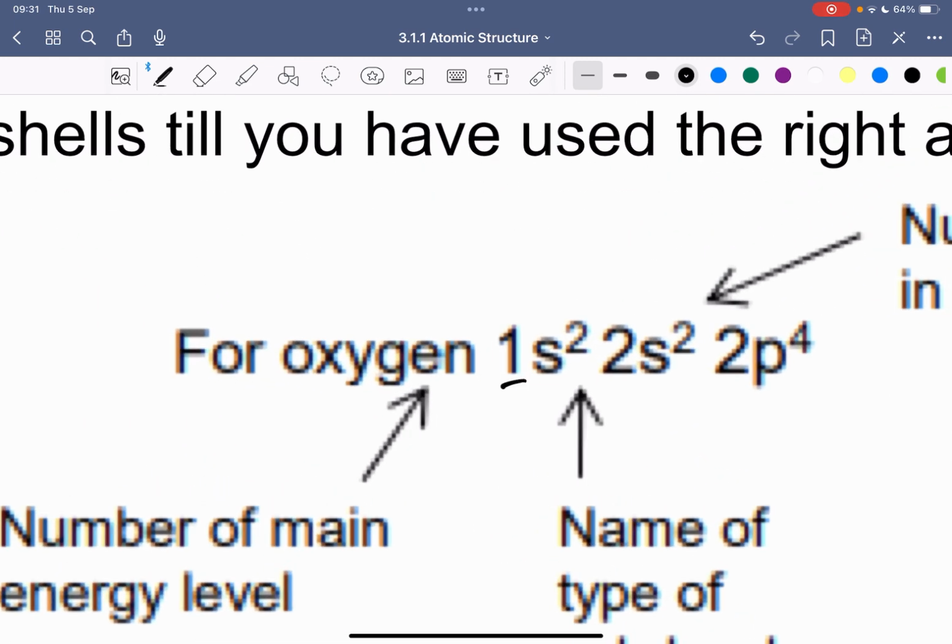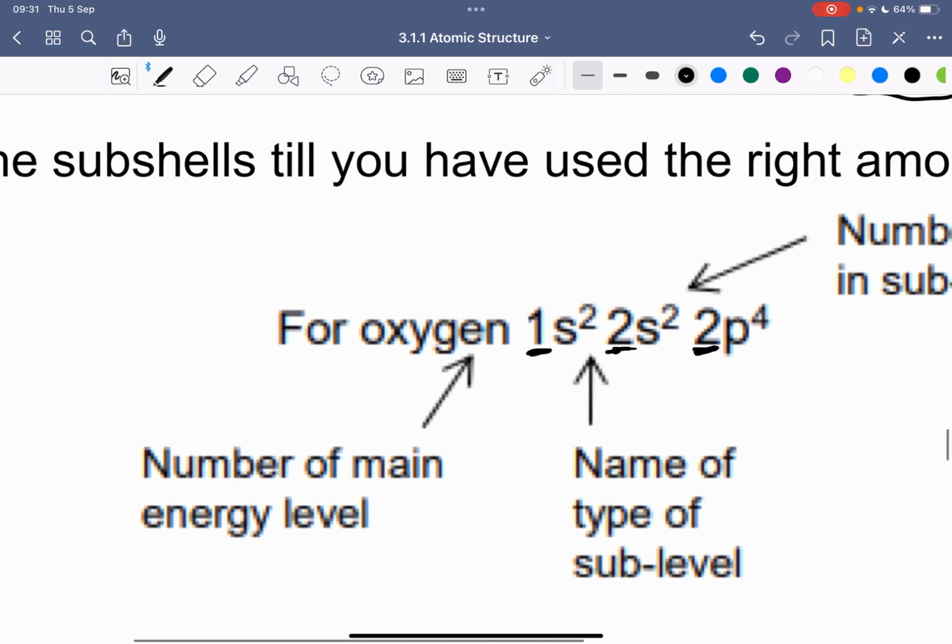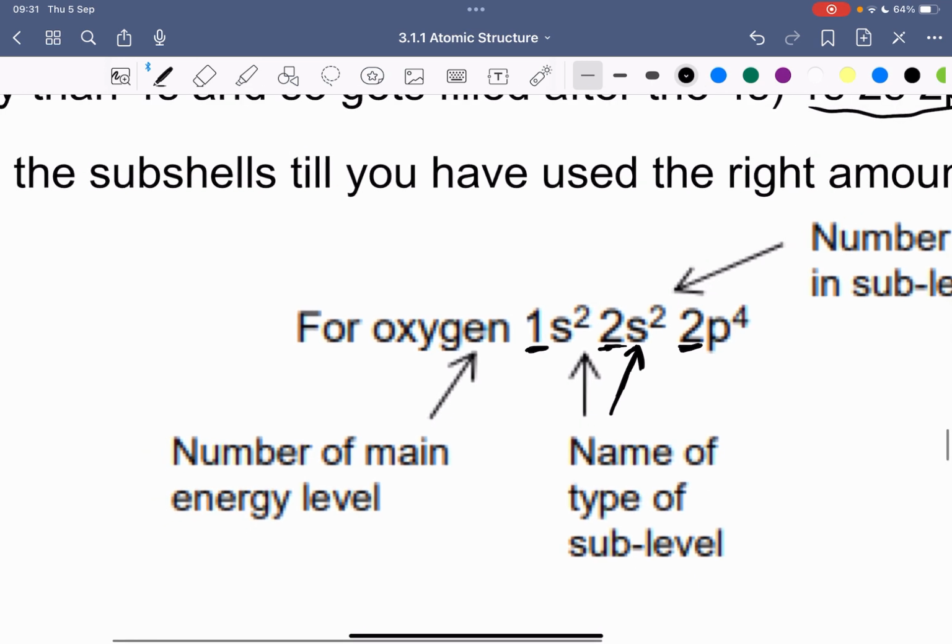Now just remember here, this represents our energy shell, so what shell it's in. This is the first shell. Both of these are in the second shell. And then here, this obviously represents what sub-level or sub-shell it is. So it's either S, P, D, or F.